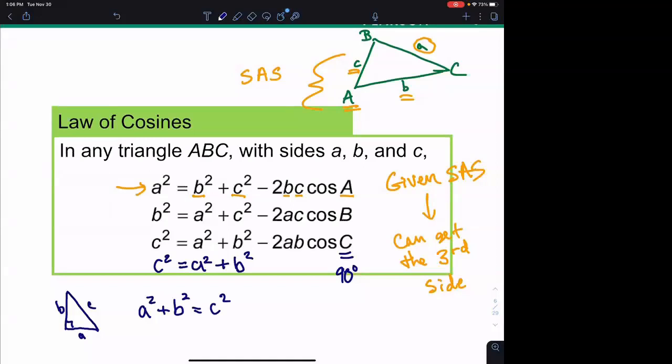And then, of course, since you're getting the square of the side you want, you would square root to get the answer of what you want. And now we'll just put this into action in some examples.